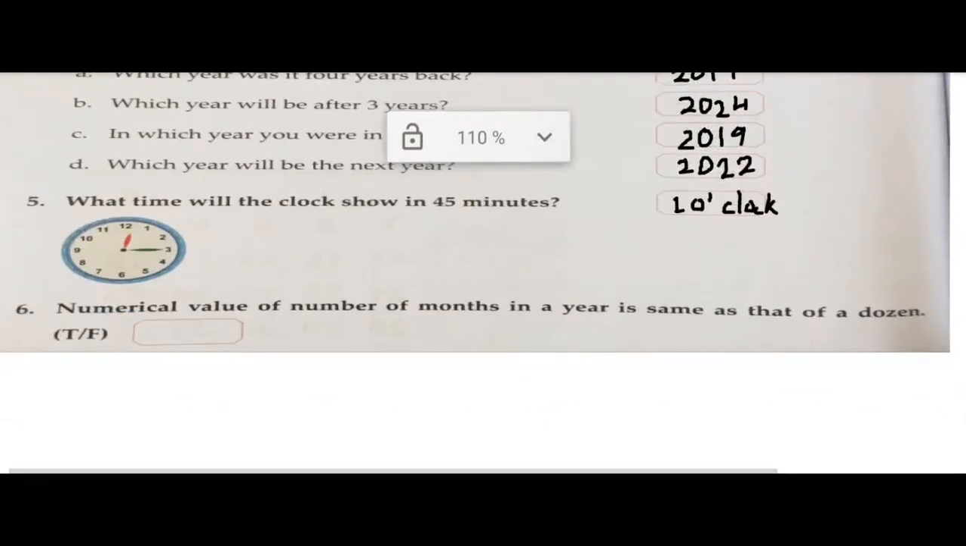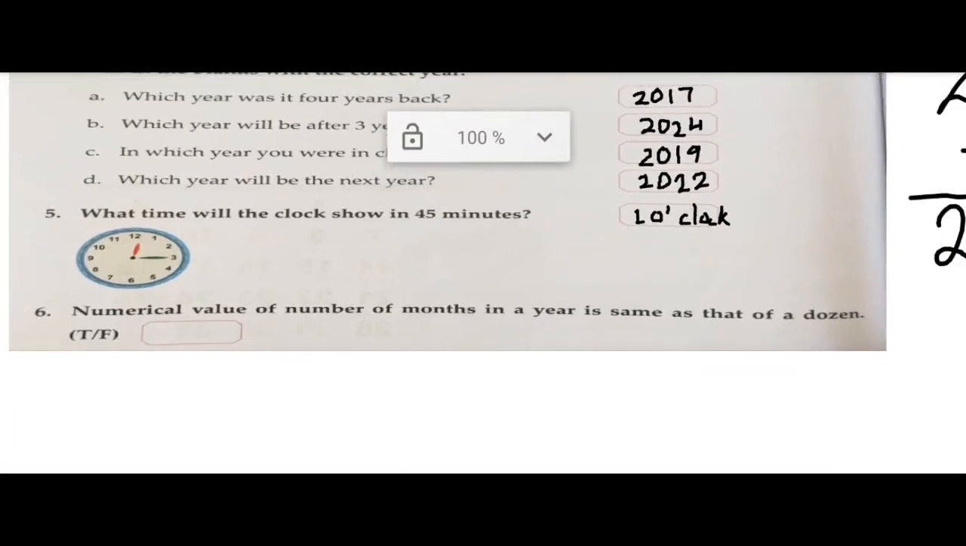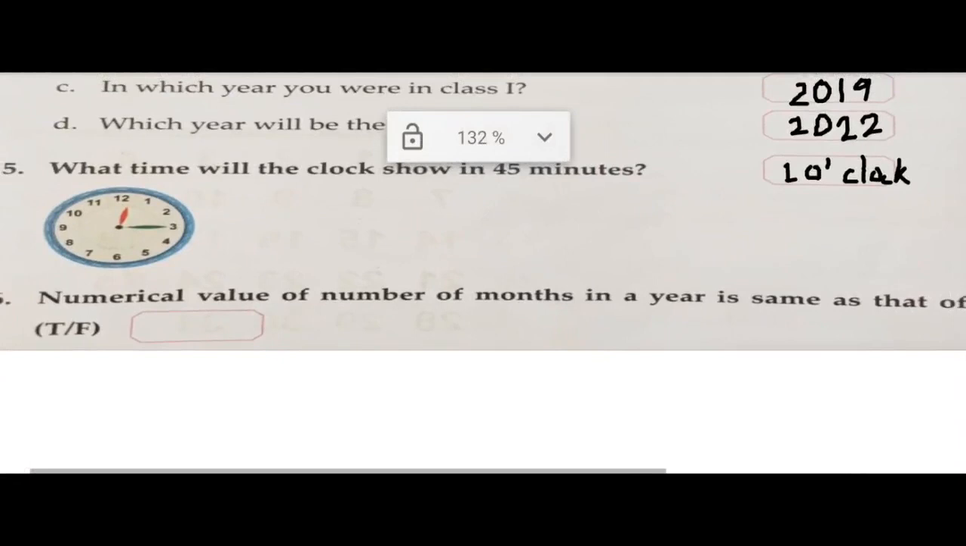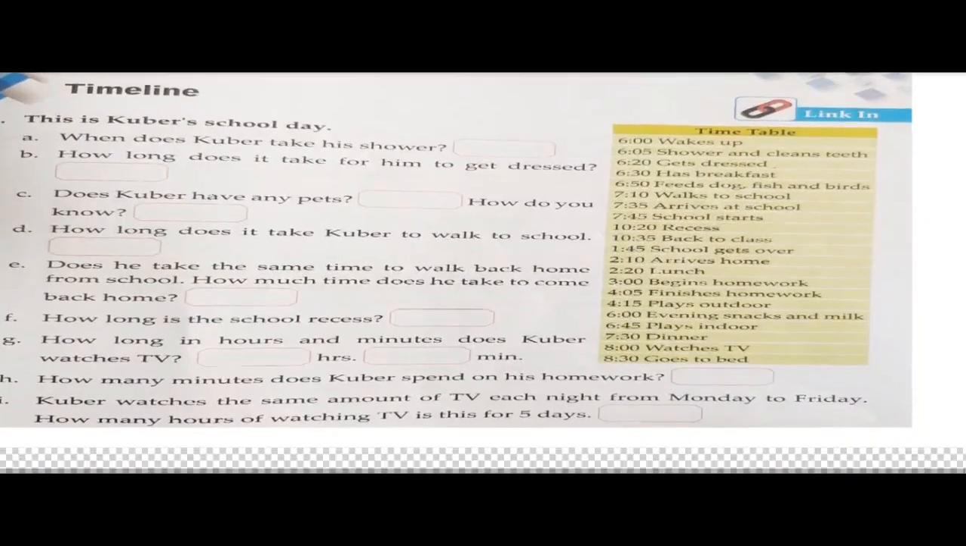So the numerical value of the number of months in a year is the same as that of a dozen. So yes children, because there are 12 months in a year and 12 equals 1 dozen. So here you will write true. Okay. So next children, let us move to the next page.